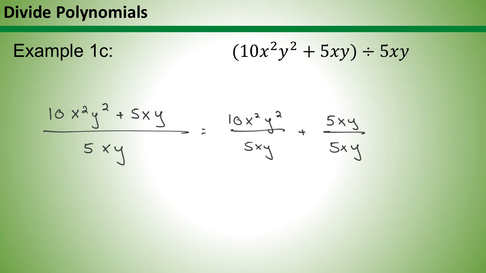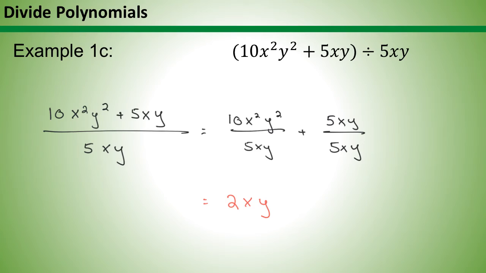Okay, so first thing we're going to do is divide 10 by 5, and that is 2. Okay, and then x squared divided by x, there's an x remaining. And then y squared divided by y, there is still a y remaining, okay? And we look at the second term, okay?